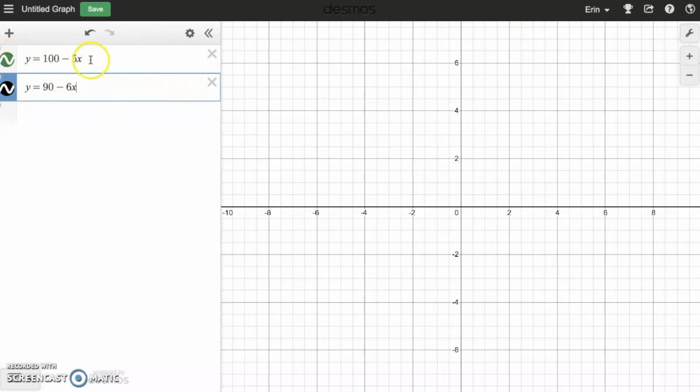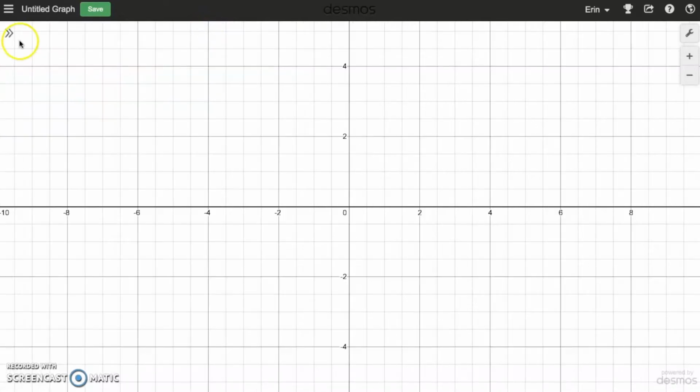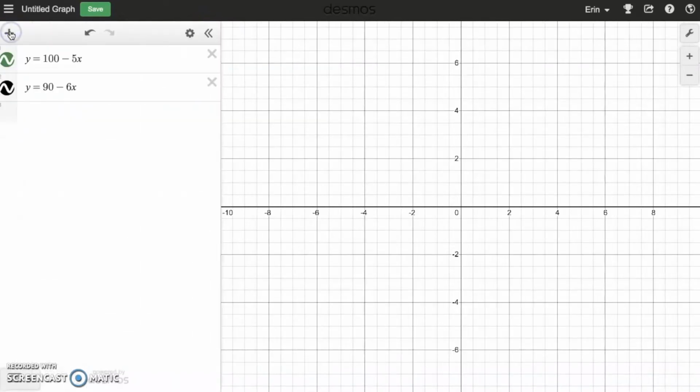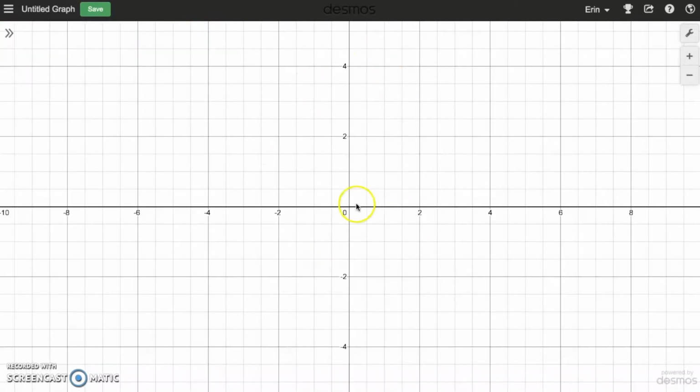The green line will be representing this equation. The black line will be representing this equation. So I'm going to go ahead and hide these so I can focus on the graph. If I want to see them again, I just hit those arrows and they come back out. So you'll notice that our graphs tend to start close to the origin. Obviously, because our y-intercepts were large, we're going to need to zoom out a little bit.